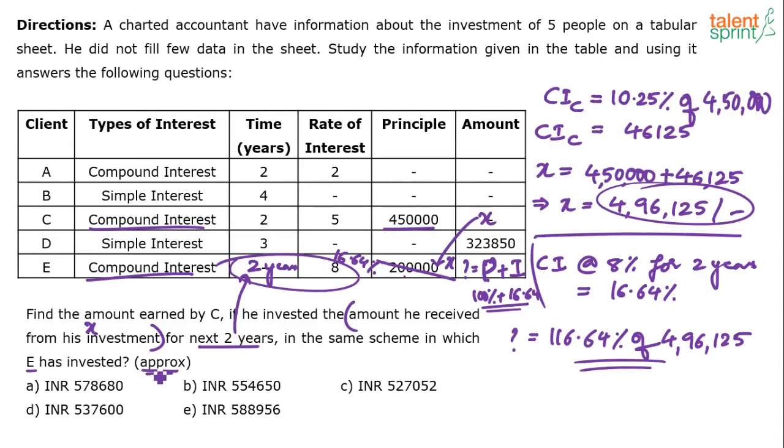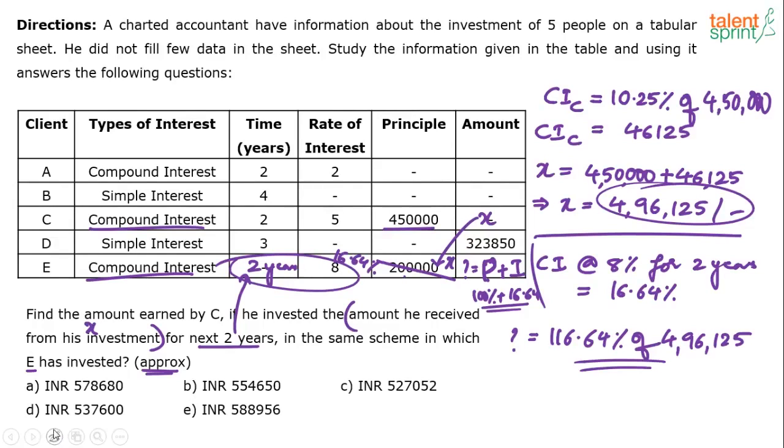Approximately, you can do an approximate calculation. And because it is an approximate calculation, you cannot apply the unit digit method, root digit method and all these things. Never do that. Do not apply any of those smart techniques in questions where we have to do approximate calculations. If you want to keep it simple, take it as 100% plus 16.64%. 100% is 4,96,125. 16.64 can be taken as 16.66. 16.66 is approximately 1/6.